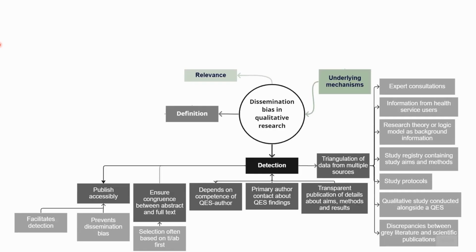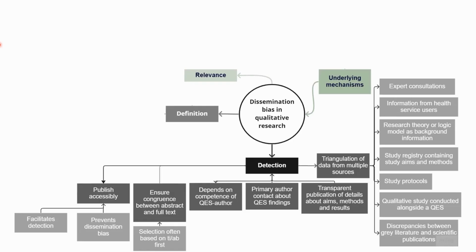Then it was suggested that we could also look at research theory or logic models as background information. And if we find that there are elements or aspects in theory and models that are not covered in our qualitative evidence synthesis and the underlying evidence, this might be a hint at dissemination bias.